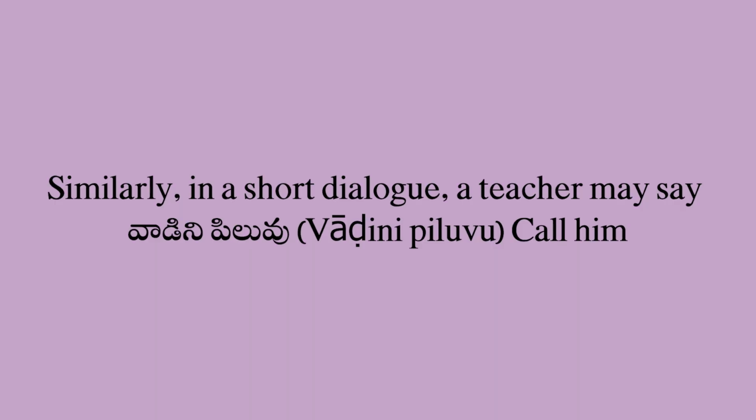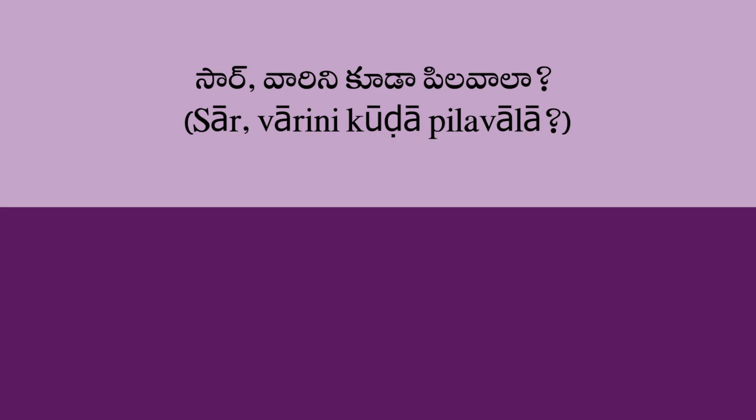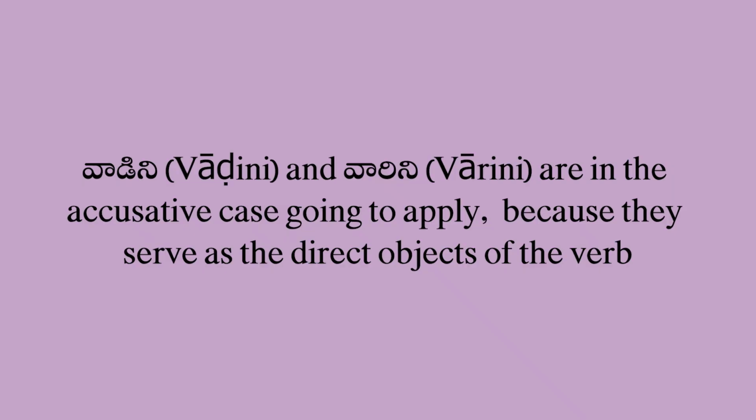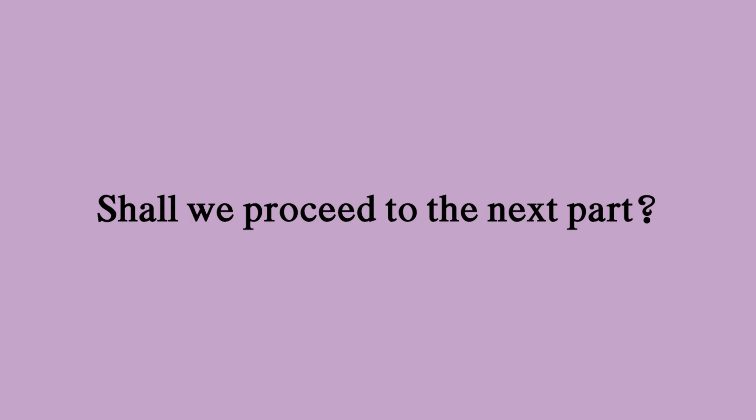Similarly, in a short dialogue, a teacher may say Vadini piluvu, call him, and a student may respond, Sir, Varini kuda pilavala? Sir, should I call them also? In both sentences, Vadini and Varini are in the accusative case, because they serve as the direct objects of the verb. This illustrates the importance of memorizing the irregular pronoun forms to ensure correct sentence construction. Shall we proceed to the next part?